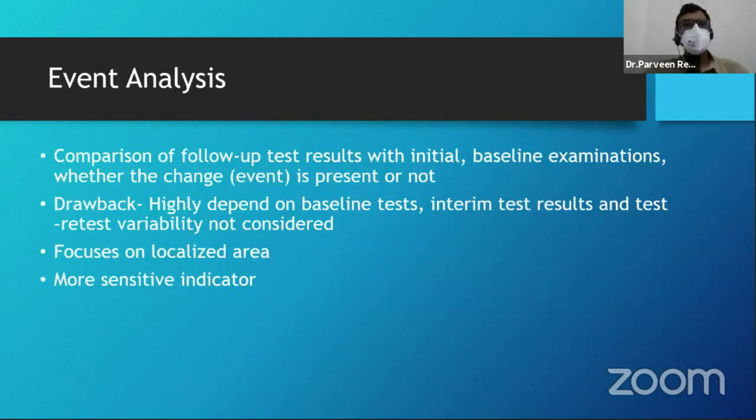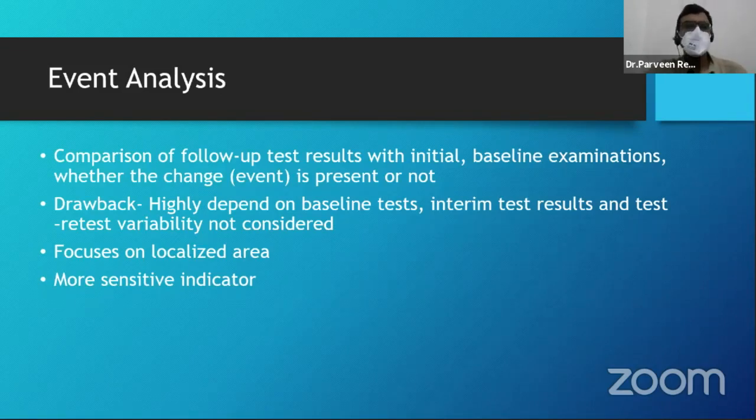In event-based analysis, we compare follow-up test results with the initial baseline examination, to see whether a change or event is present or not. The drawback is that it is highly dependent on the baseline test. If that is not established, the change may always seem to be happening. We can't assign progression if the baseline is not properly established. We also do not consider the interim tests in between. So we take the baseline and then the final test, which is what we have in our hand.